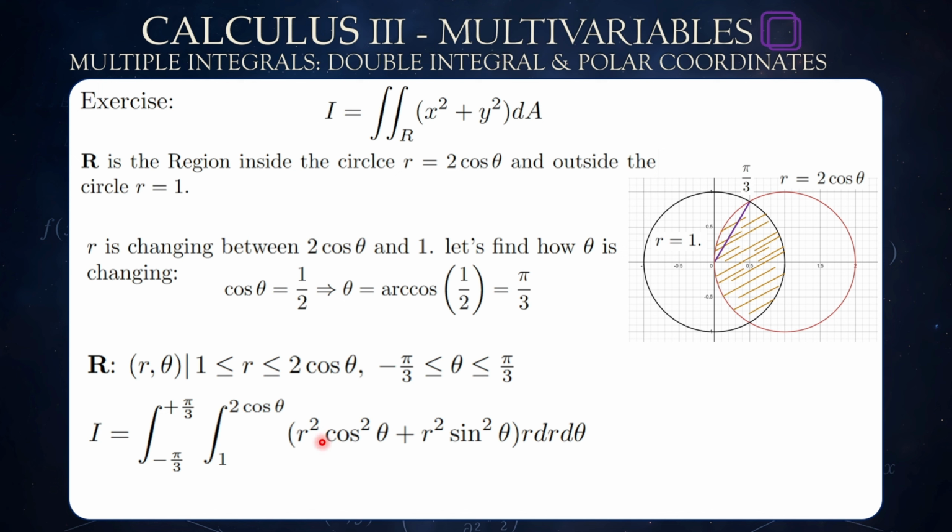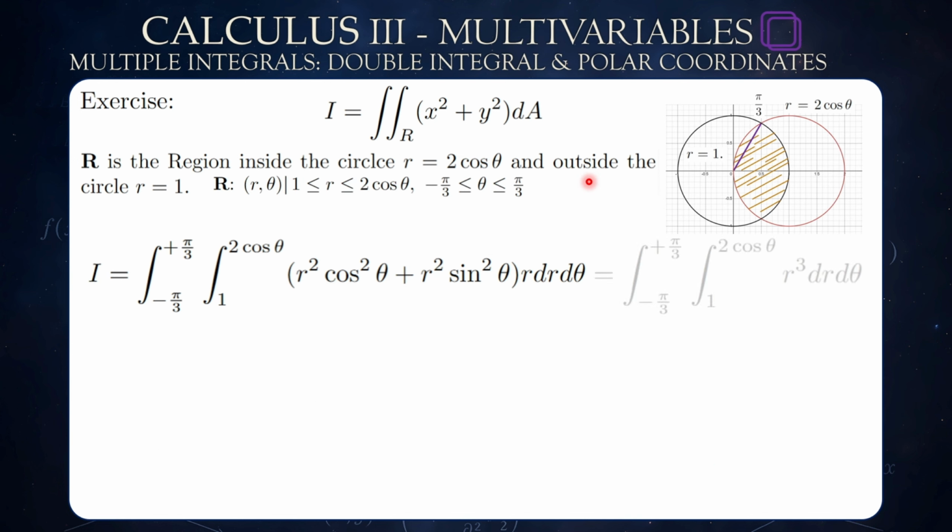So r squared times cosine squared theta plus sine squared theta, which is 1, you get rid of it. This equals the integral from minus pi over 3 to plus pi over 3 on the outside, integral from 1 to 2 cosine theta, of r to the power of 3 dr d theta.